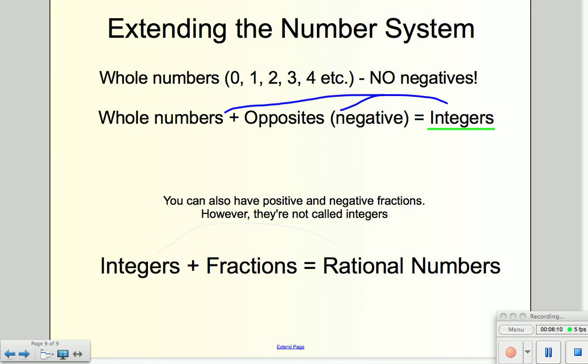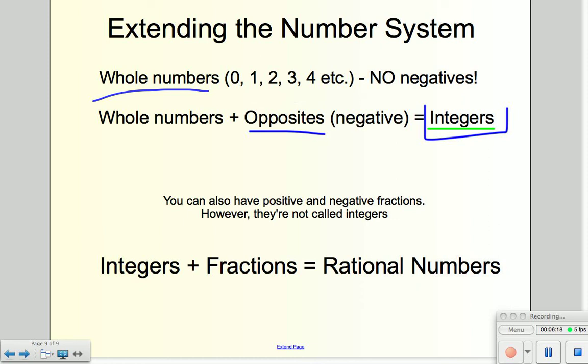So we have a lot of systems going on where whole numbers is smallest. When you add the opposites to it, you get a little bit bigger with your integers. And then when you add fractions, positive and negative, to your integers, you end up with this gigantic family called rational numbers. Okay? And that's as far as we're going to get right now with extending the number system. Those are the three distinct things you need to know about: whole numbers, integers, and rational numbers.